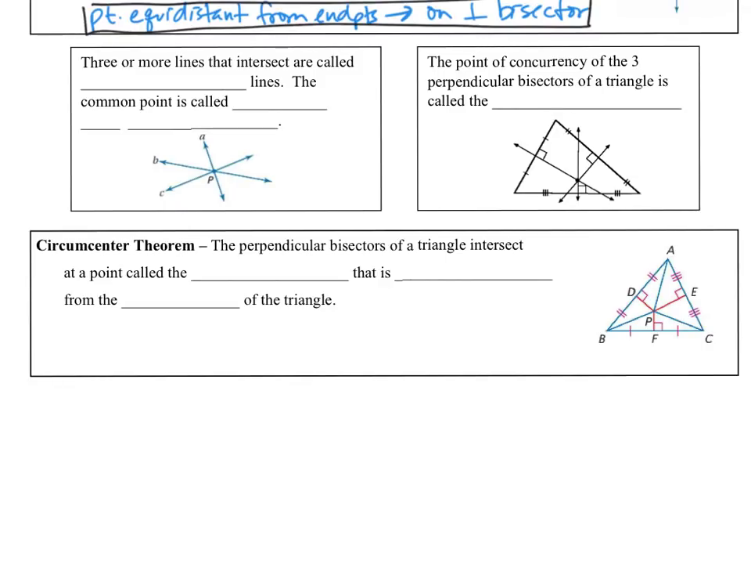Let's continue now by learning some new vocabulary. And that is when three or more lines intersect, we say that those lines are concurrent.